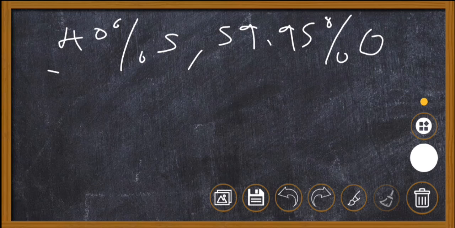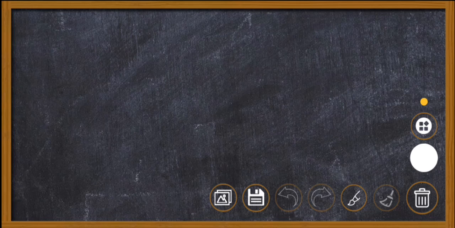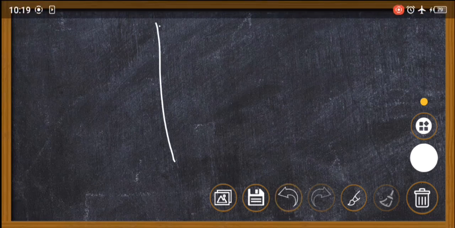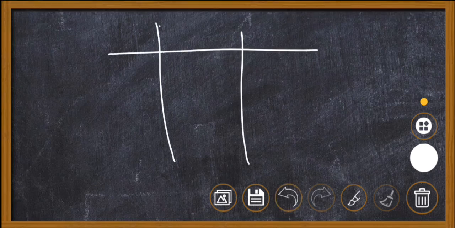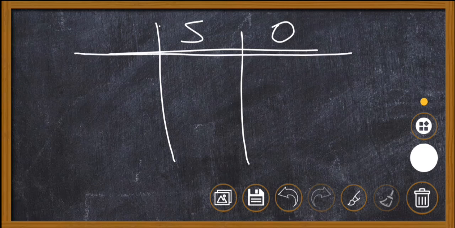So let's keep these values. We have 40% of sulfur and 59.95% of oxygen. Make sure that we keep these values. Let's draw a table now. Here we have sulfur, and here we have oxygen. At first we have to calculate the relative mass of these. How do we calculate the relative mass of this?